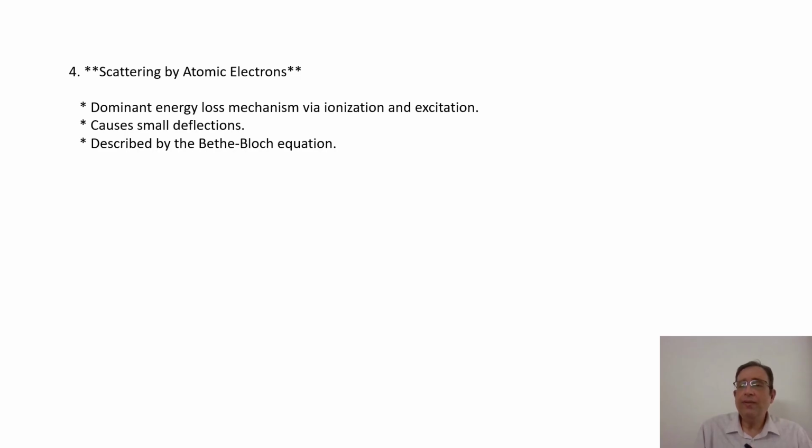And since the electrons are very light and the particles are heavy, the transfer of energy is very small as compared to the energy of the incoming radiation, so it only causes small deflection in the path of the radiation. And that kind of interaction is described by a very famous formula or equation called the Bethe-Bloch equation.